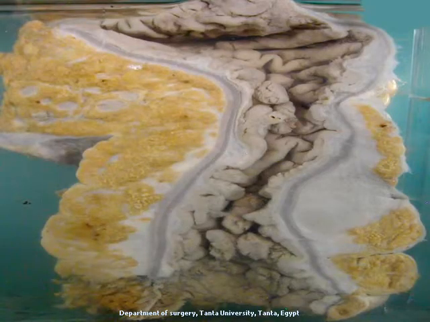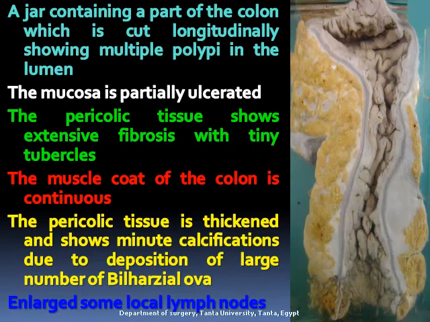A jar containing a specimen of the large intestine. A jar containing a part of the colon which is cut longitudinally, showing multiple polypi in the lumen. The mucosa is partially ulcerated. The pericolic tissue shows extensive fibrosis with tiny tubercles. The muscle coat of the colon is continuous, not interrupted. The longitudinal muscle is not interrupted.